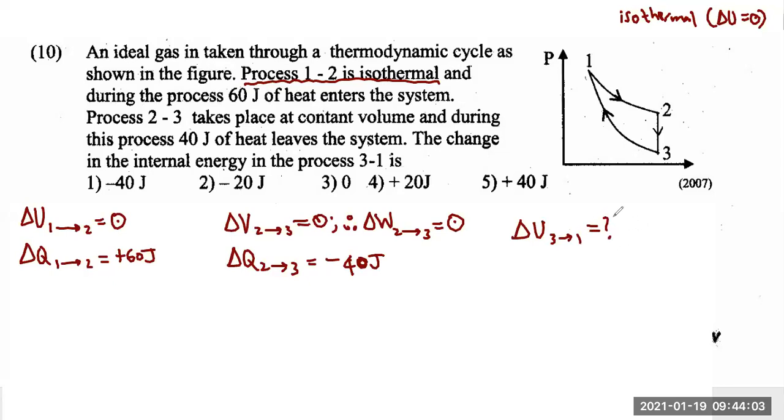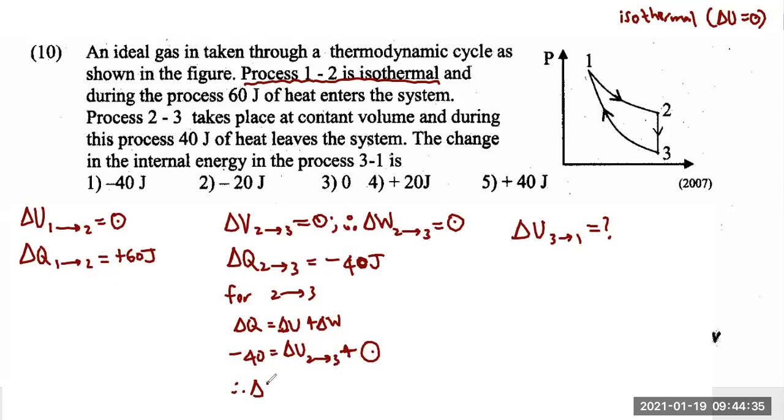Right. So we know delta U from 1 to 2. They have told it's isothermal. Therefore, it's 0. Using these two pieces of information, we can find delta U from 2 to 3. Let's apply delta Q equals delta U plus delta W. Delta Q from 2 to 3 is minus 40, equal to delta U from 2 to 3 plus delta W from 2 to 3. What is that? 0, people. It's a constant volume process. So finally, you will end up with delta U from 2 to 3 equal to minus 40 joules.